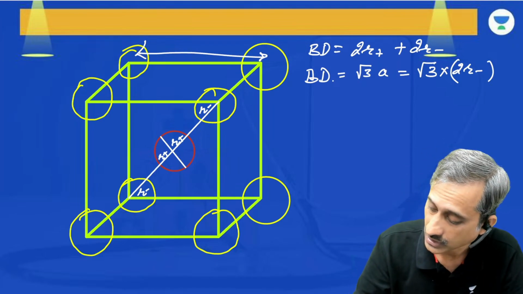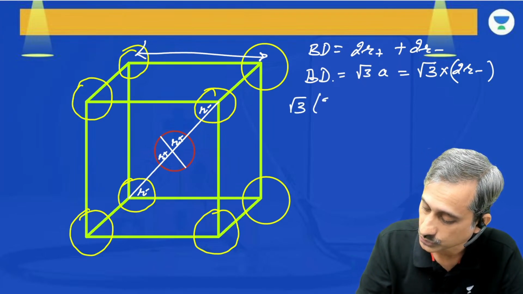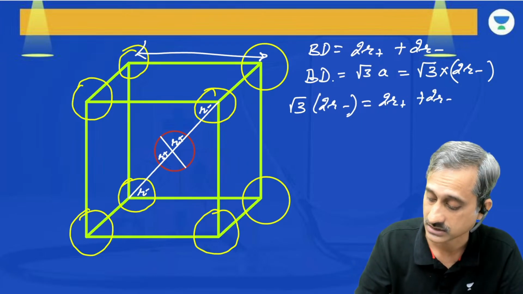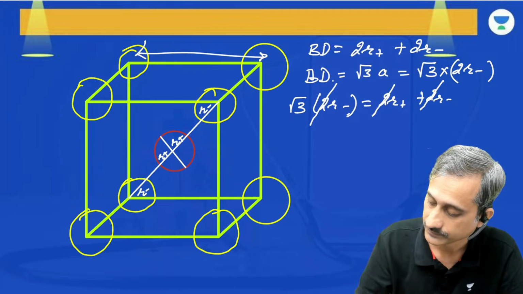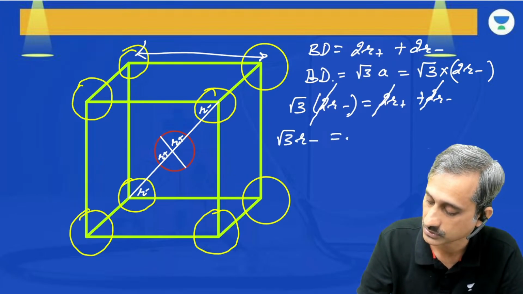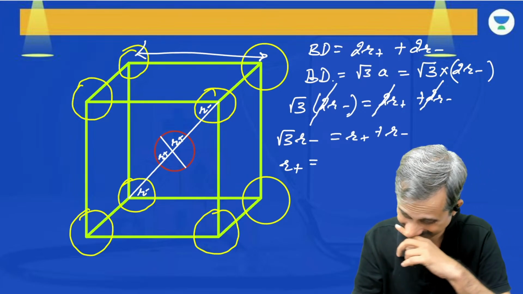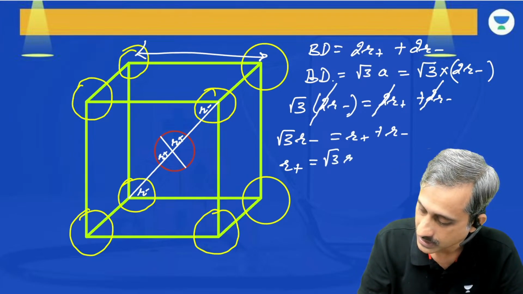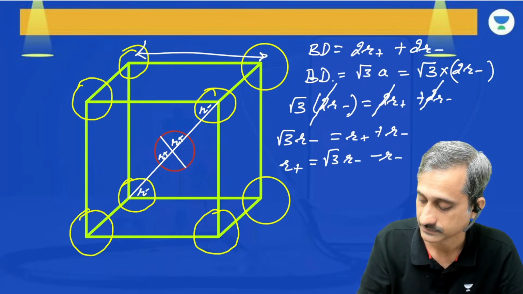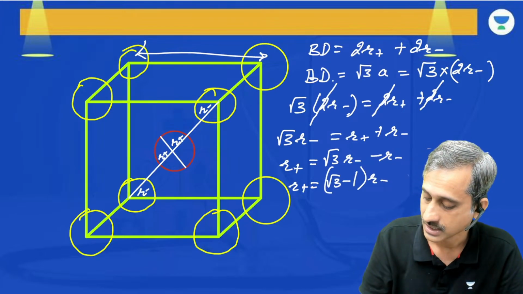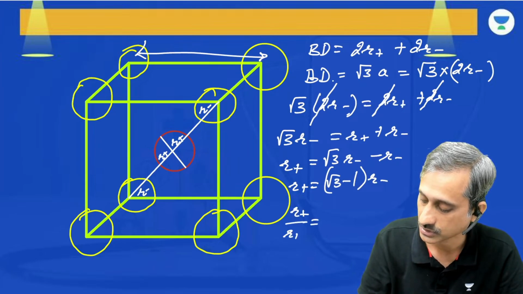Is this clear? So now let's equate the body diagonals. We have root 3 into twice of r minus is equal to twice of r plus plus twice of r minus. Here we can cancel out this twice and we get root 3 r minus is equal to r plus plus r minus. This would mean r plus is equal to root 3 r minus minus r minus. So r plus is equal to root 3 minus 1 times r minus, and r plus upon r minus is equal to root 3 minus 1, and that is equal to 0.732.